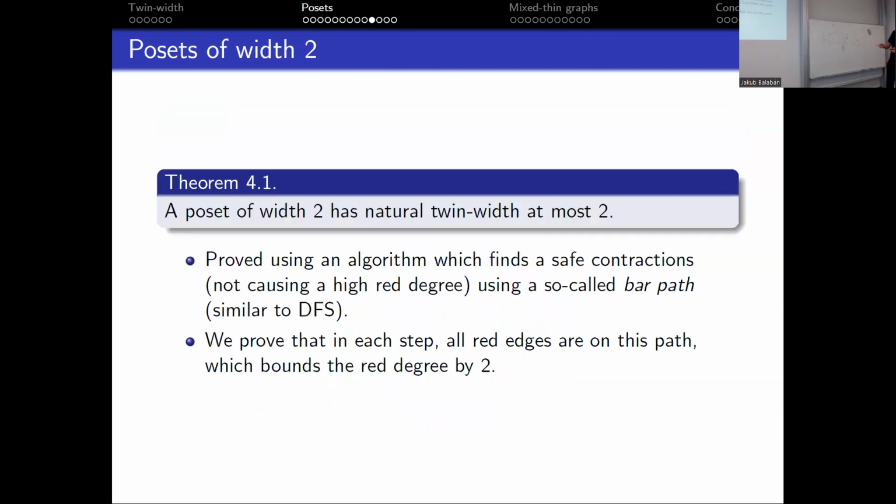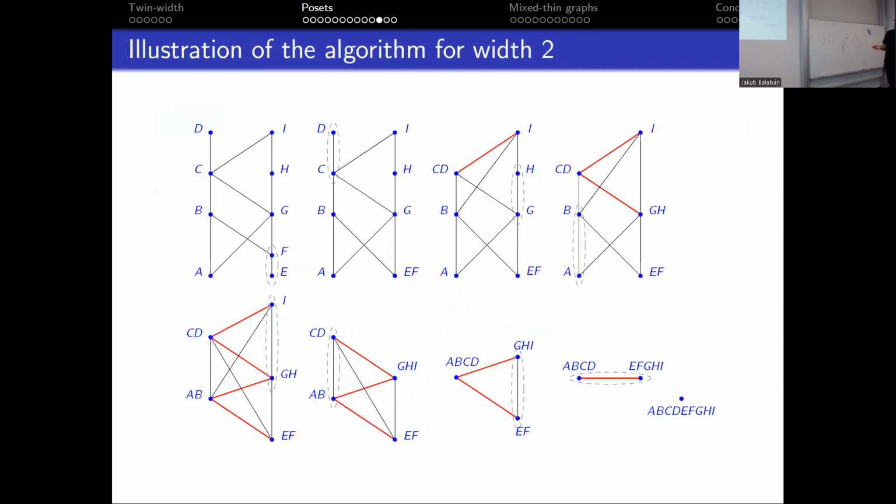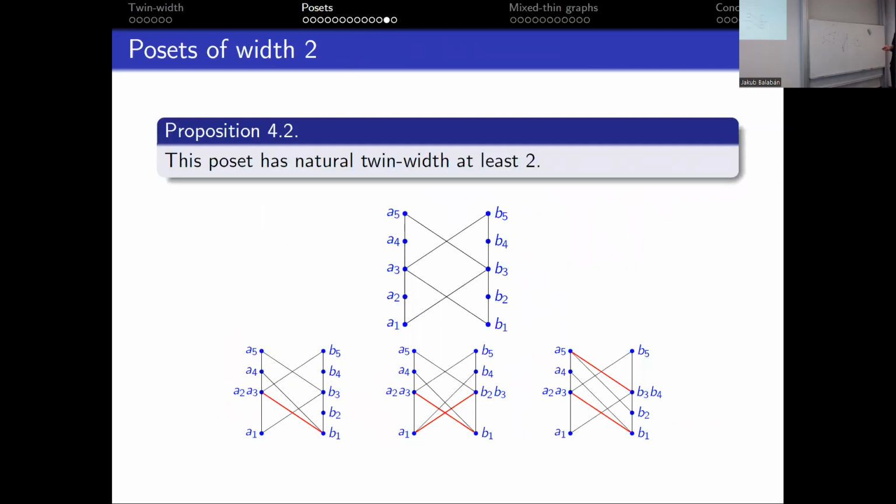Also, there's more with posets of width 2: they have twin width at most 2, or without the natural one at most 3. This is a visualization of the algorithm for posets of width 2, but I will skip it, because it's not the red potential method as was advertised. And also there is a lower bound for posets of width 2.